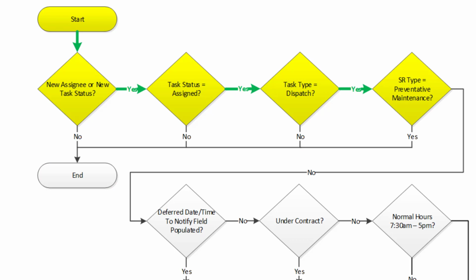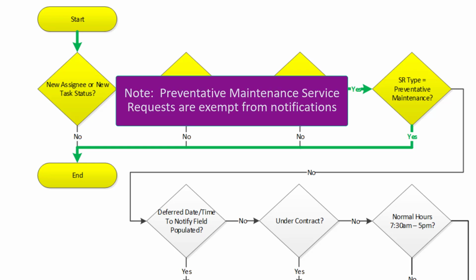The next step in the process is another decision step to see if the service request type is equal to preventative maintenance. If the answer is yes, a notification will not be sent. Note: preventative maintenance service requests are exempt from notifications as these are scheduled monthly.